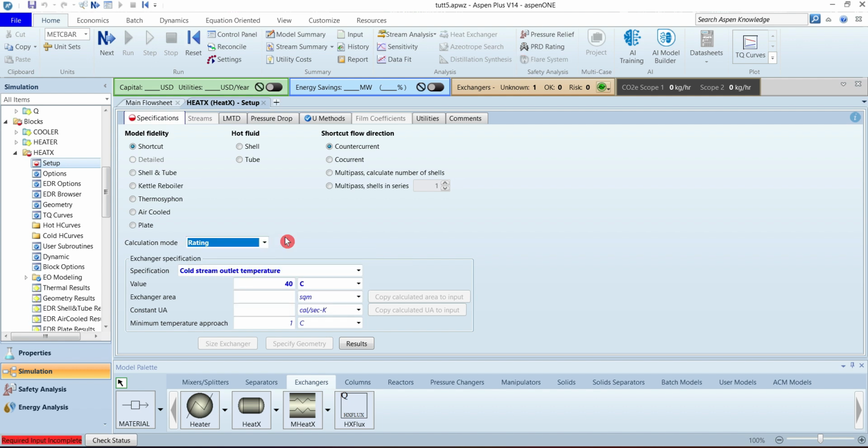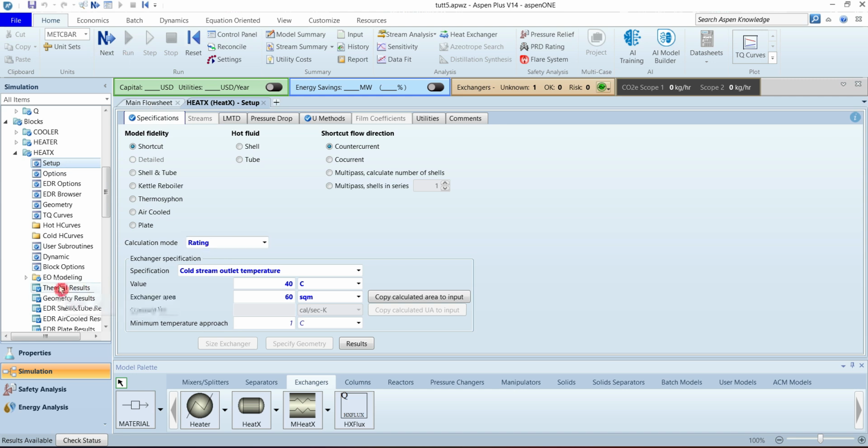So shifting to the rating mode, it requires additional information, and it's pretty understandable. If we are working with the rating, that means we have to have some geometrical information, or the minimum is we have to have some information about the area of the exchanger. Let's put any random value, 60 square meter, and we do know we have provided exchanger area more than desired to meet the duty.